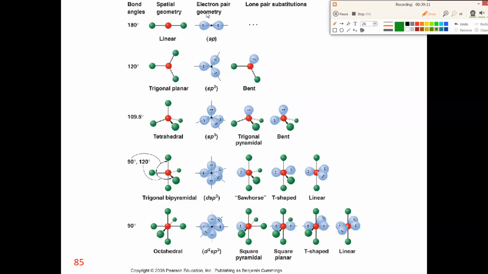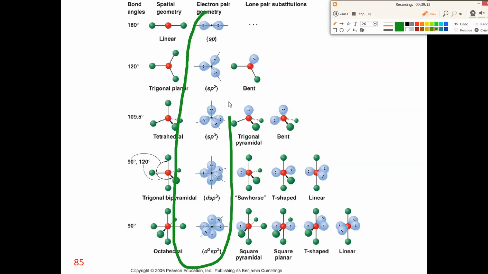So this all started with the electron configuration of a central atom. So this is the foundation. Section 3 is the foundation for this. So you really need to review section 3 if you still don't know how to figure out the electron dot diagram.